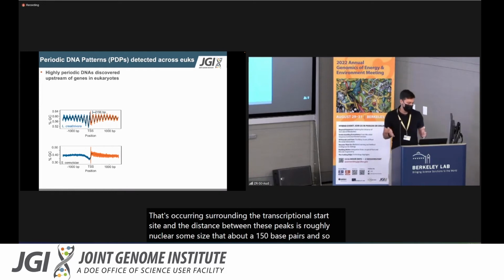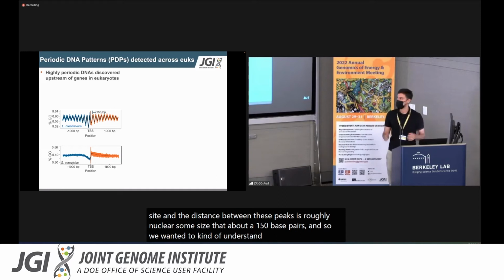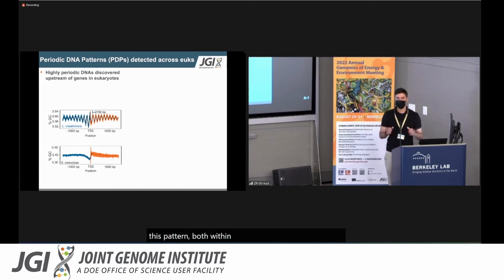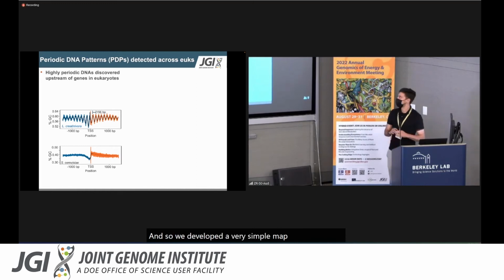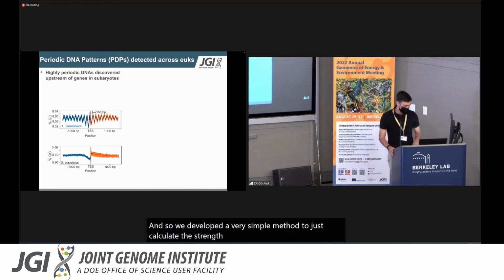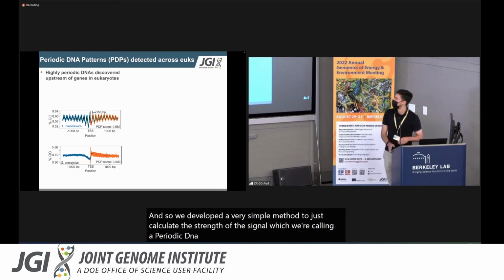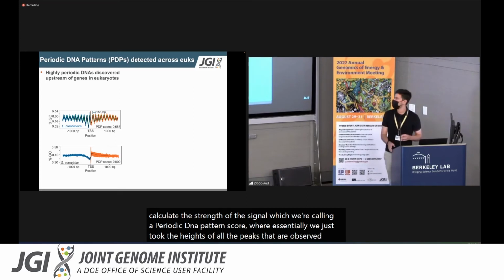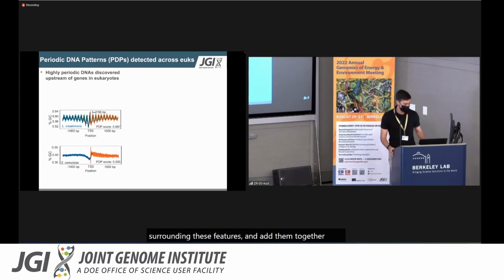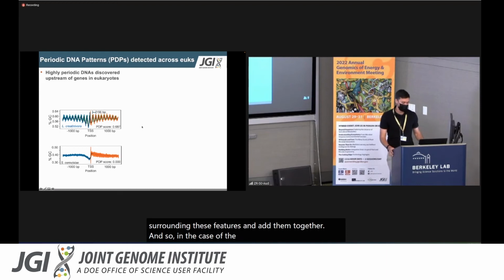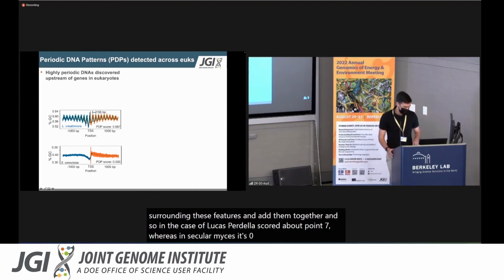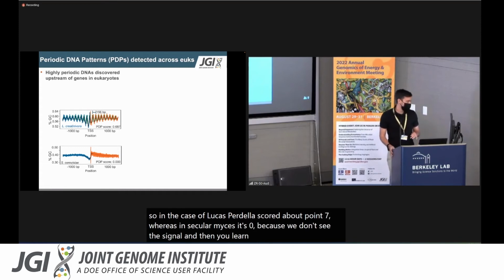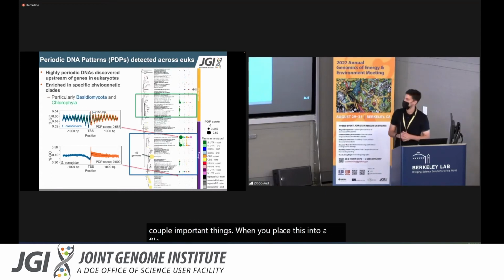We wanted to understand the breadth of this pattern, both within genomes and phylogenomically. So we developed a very simple method to calculate the strength of this signal, which we're calling a periodic DNA pattern score, where essentially we just took the heights of all the peaks observed surrounding these features and added them together. In the case of Leucosporidiella, the score is about 0.7, whereas in Saccharomyces, it's 0 because we don't see this signal.